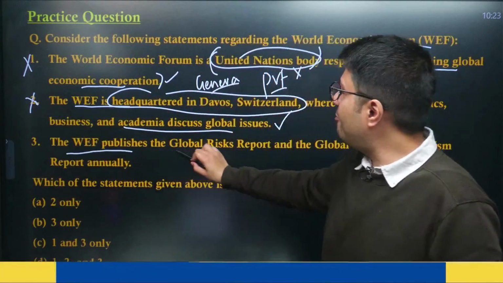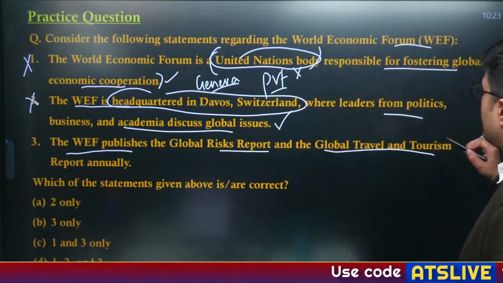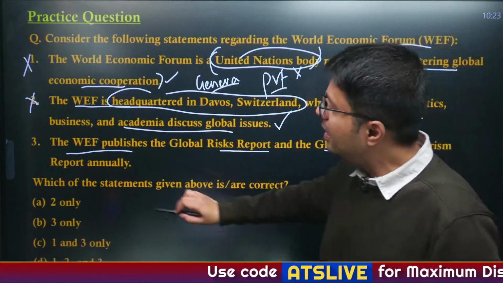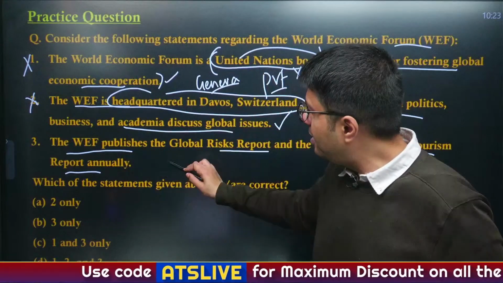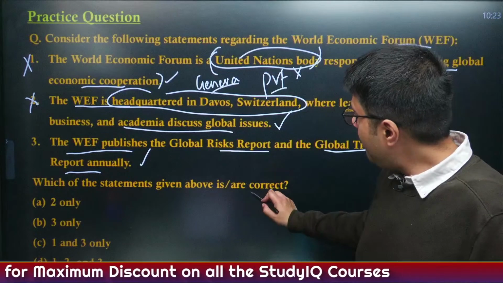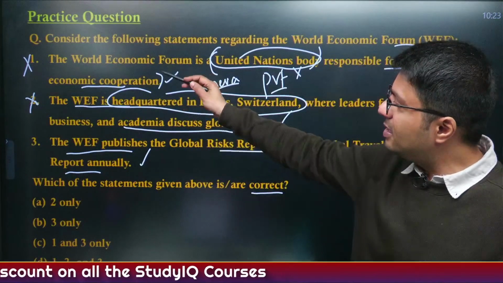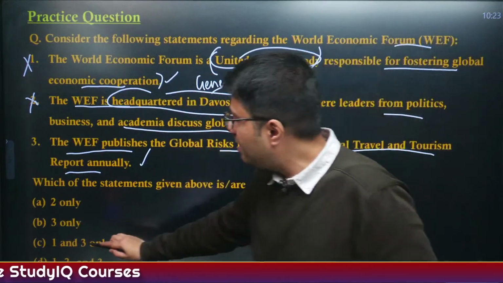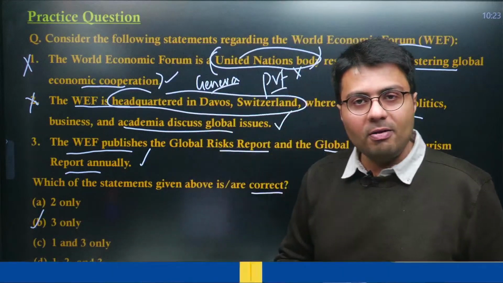Now, the WEF publishes Global Risk Report and Global Travel and Tourism Report annually. As I have told you just in the previous slide, these two reports are published by WEF, hence third statement is correct. Now, you have to identify the correct statement. First and second are incorrect, only third is correct. Therefore, option B here is the right answer. Now, moving to the next article.